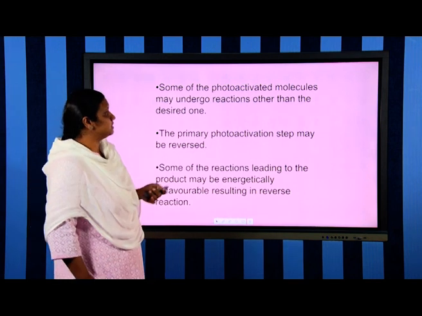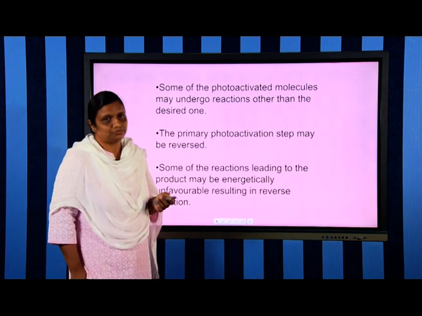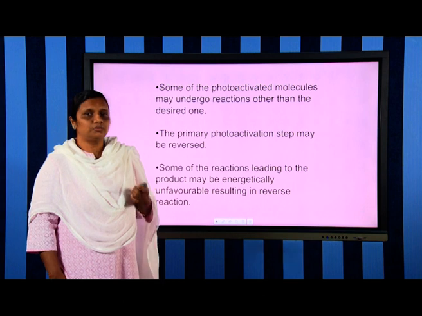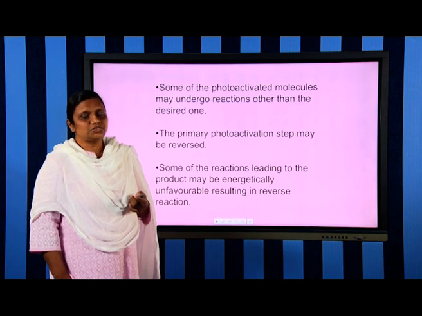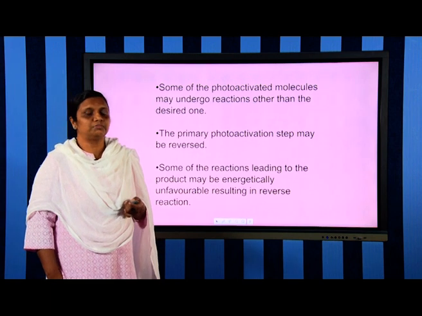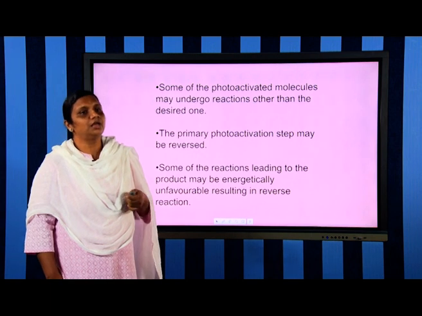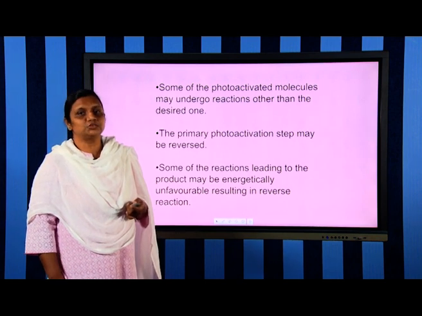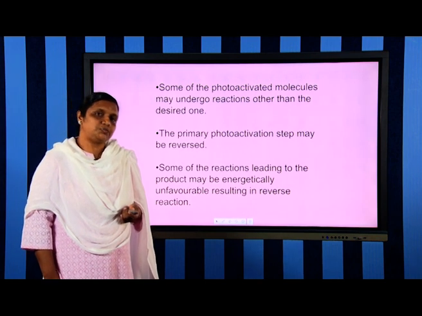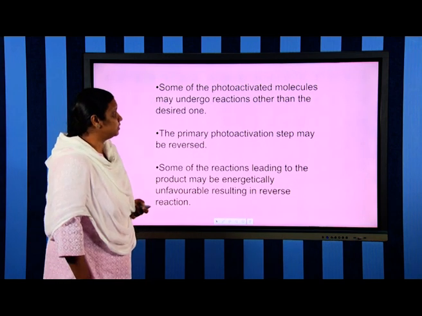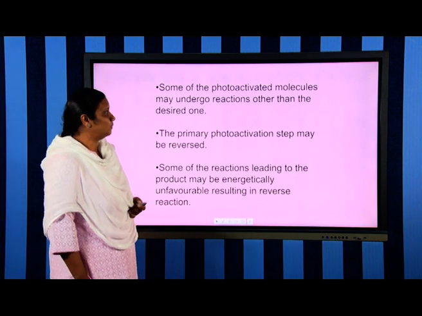So, these are the reasons why certain photochemical reactions have low quantum yield, and such reactions are not advisable or not preferred when compared to reactions which have high quantum yield. So, production of HCl photochemically is favored, but production of HBr photochemically is not, because the quantum yield for the production of HBr is low.